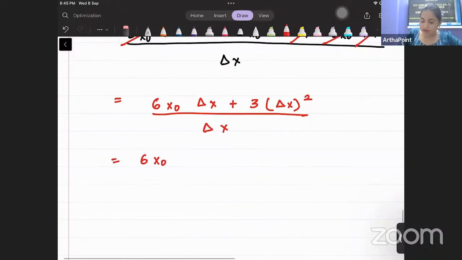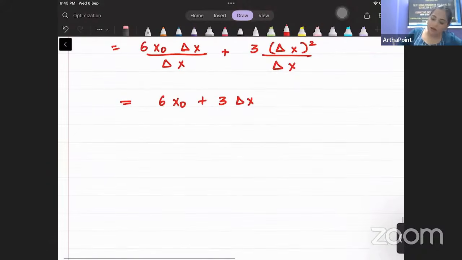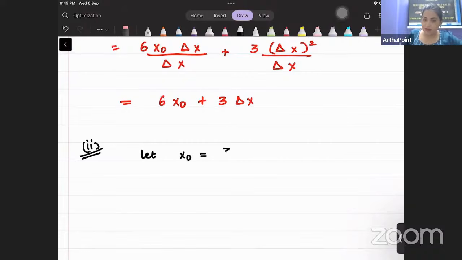इसको थोड़ा और ओपन कर लेते हैं. 6x naught change in x upon change in x plus 3 change in x whole square upon change in x. So beta, this will be 6x naught plus 3 change in x. Now, better write down the second part to this question. So now you're given that let x naught be 3 and let the change in x be 4.